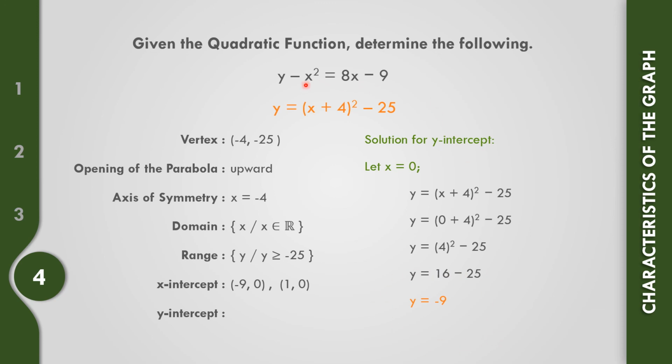If you look at the equation y minus x squared equals 8x minus 9, if the value of x is 0, then those terms become 0, so the value of y is also equal to negative 9. So it means you can use either solution or equation. You can use the first equation or the vertex form of the quadratic function. So right now, we have the value of y equal to negative 9. So the y-intercept is 0, negative 9.